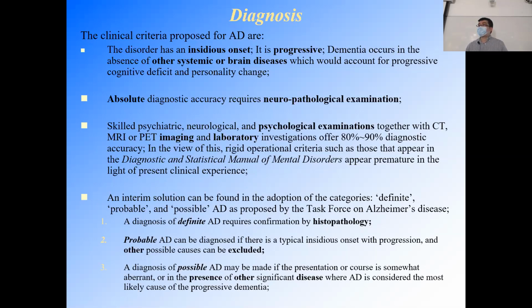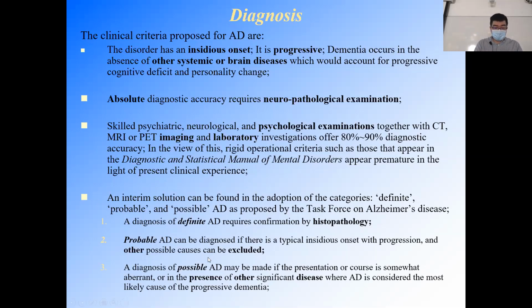Just to let you know, the doctor who first described the disease is Alzheimer. That's the reason why it is called Alzheimer's disease, after Dr. Alzheimer. So probable AD can be diagnosed if there is a typical insidious onset with progression. For example, following those stages, stage 1, stage 2, stage 3. If it is stage 2, and with the history, that's more probable.